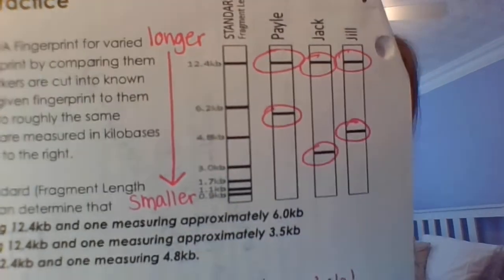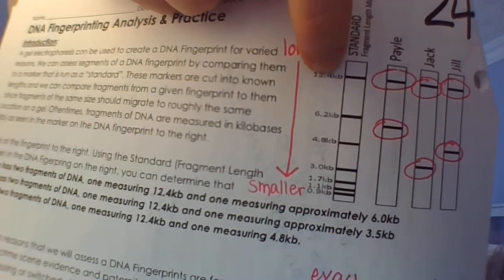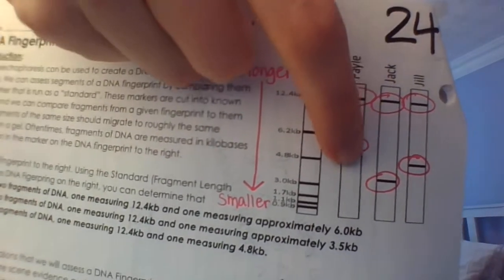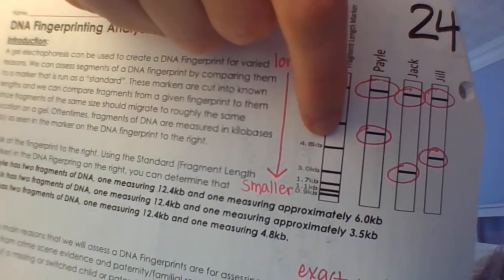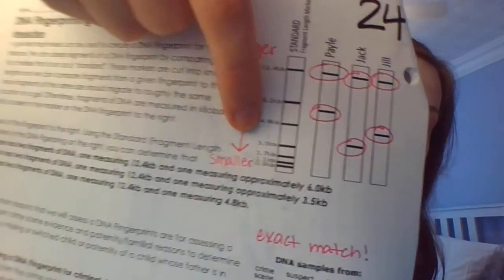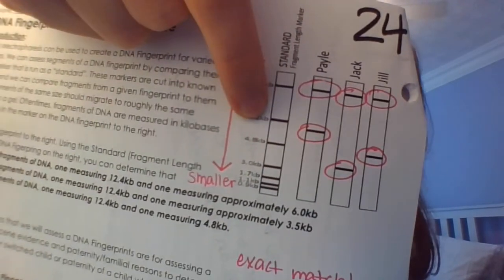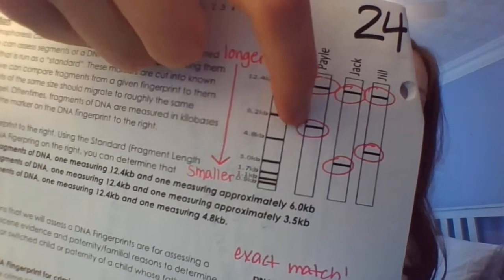Okay, so if we look at Pale, we see that they have two marks, two lines. One line is at 12.4 kb, and one line is a little bit smaller than 6.2. How do I know that? You look here. This line matches right here with this one, that's 12.4 kb. Then they also have another line down here. It does not exactly match up with 6.2 kb. It's definitely not 4.8. So I'd say it's probably around 6, okay? It's smaller than 6.2, but larger than 4.8.